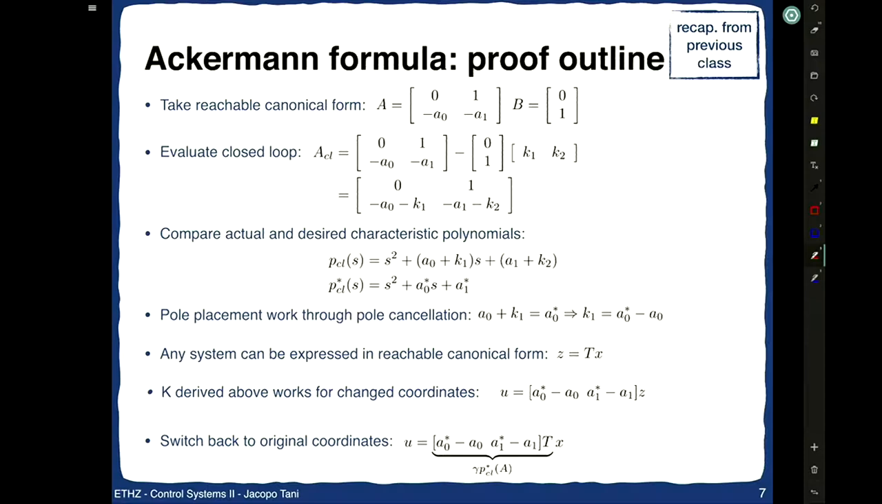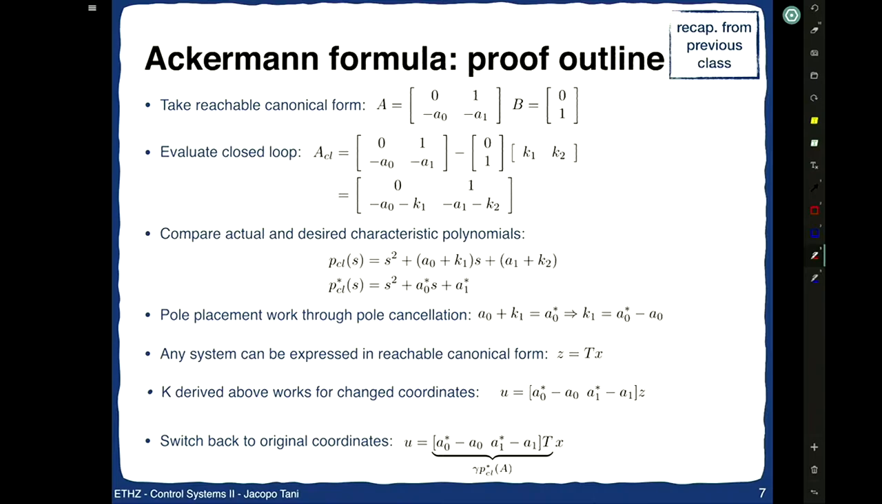Now, the Ackermann formula was one of the last things we saw last class. And what was it all about? It was about finding a convenient mathematical formulation to do this pole placement problem in a standardized way. Because we saw that, sure, you can do it by calculating things by hand, but it works well only for toy problems of 2x2 systems. Try to do it with a real system that has 10, 15 states, and you could spend the rest of your life doing calculations. So the Ackermann formula is actually a relatively simple one-stop solution to do pole placement.